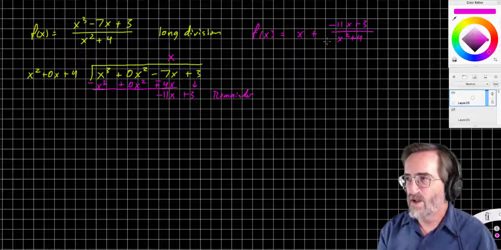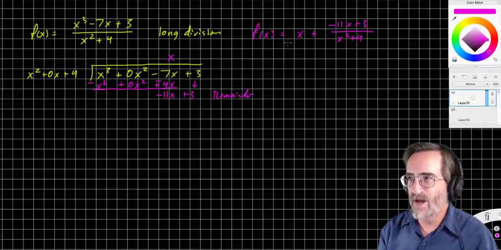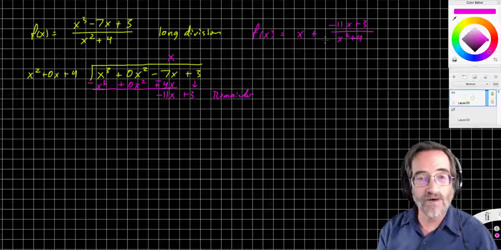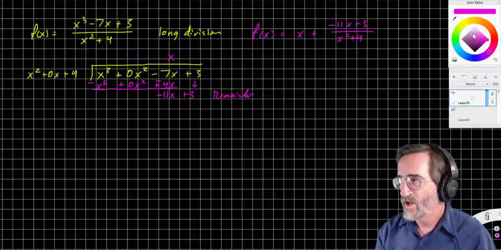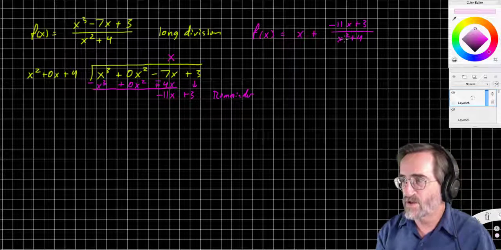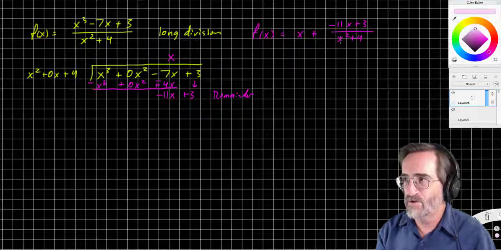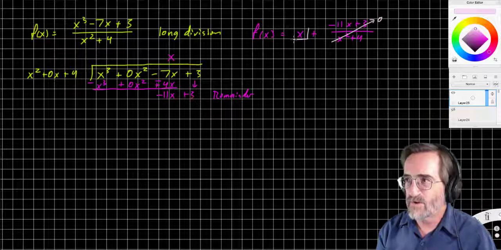Now hopefully you recognize what's going to happen as x goes off to infinity or negative infinity. As x goes off to positive infinity, this whole fraction, because the degree of the polynomial in the denominator is greater, is going to go off to 0. And this whole thing is going to behave as y equals x.